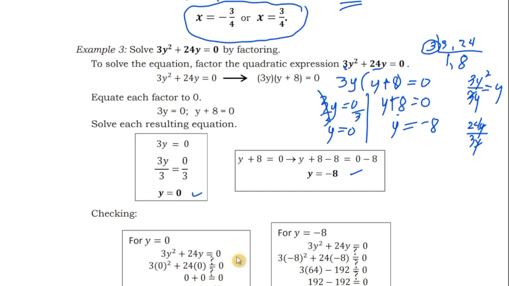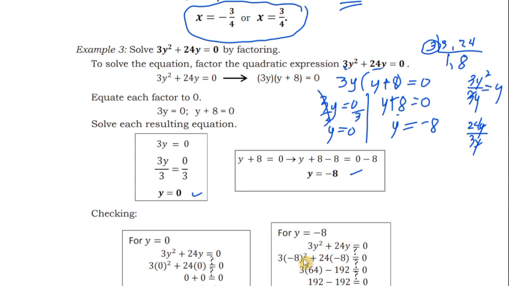From the given equation, 3y squared plus 24y equals 0, replacing the value of y with 0. So 3 times the square of 0 plus 24 times 0. The square of 0 is 0 times 3 is 0. 24 times 0 is 0. So 0 plus 0 is 0. Then the other one is replacing the value of y with negative 8.